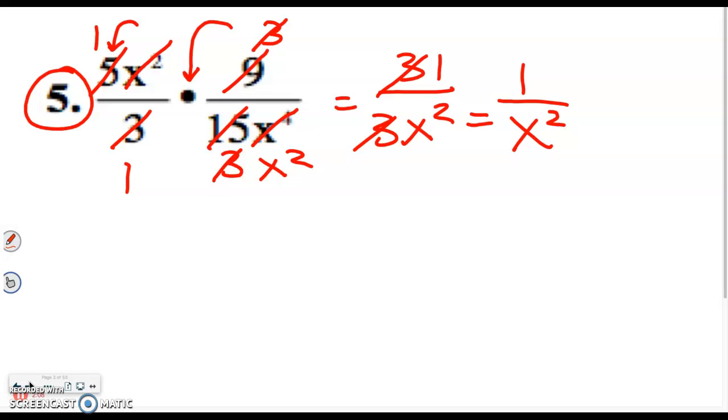Now I'm going to ask you a question. How about Summer? If this had been division, what would we have done differently? Flipped the 9. Exactly. She said flip the second one and then do the exact same process. All right? So watch whether it's division or whether it's multiplication.